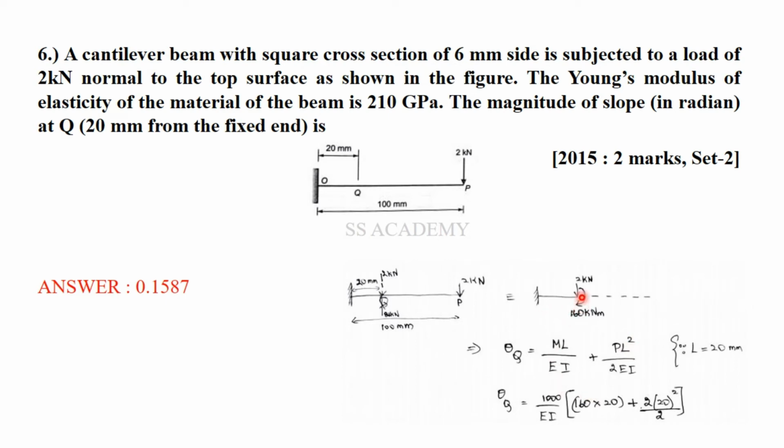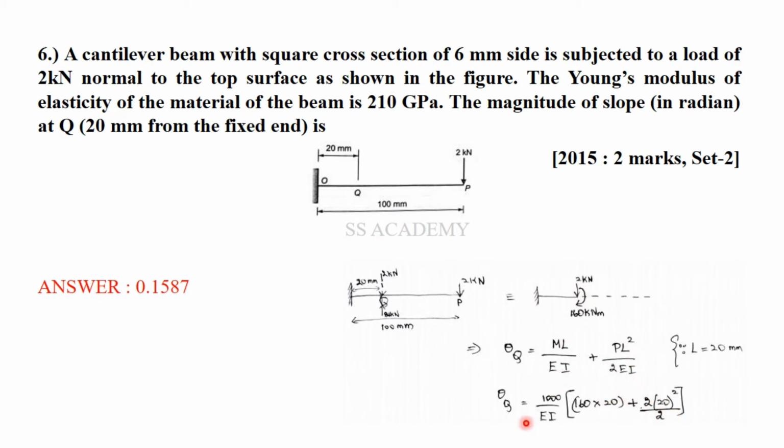And for a cantilever beam with the moment at the free end, the slope will be ML by EI. Just by adding both, we know the moment as 160 kilonewton millimeter and we know the load as 2 kilonewton. So just by taking the kilo out, we will be having 1000 outside. So 160 into 20, which comes out to be the length, that is this length. So it is 20 millimeter. So it is into 20, plus 2 comes out to be the load, and 20 is the length. So 20 squared divided by 2.